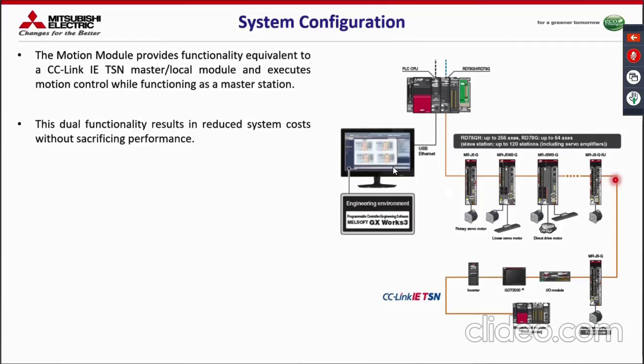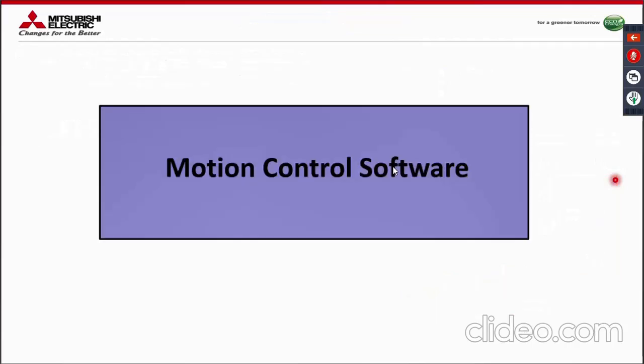So this is the system configuration. In it we can also do master and local communication, and under the local station we can put other field devices. Now this is the motion control software.